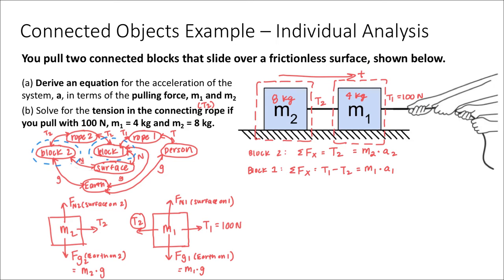Now, it's important to note that because these two objects are connected, and assuming there's no bunching in the rope, they must be traveling with the same velocity, and in this case, then also the same acceleration, since they both started from rest. So, I don't need to keep track of a2 and a1. a2 is equal to a1. In other words, the acceleration of the system is the same as the acceleration of either object. So I'm going to drop the subscript and just start calling it a.